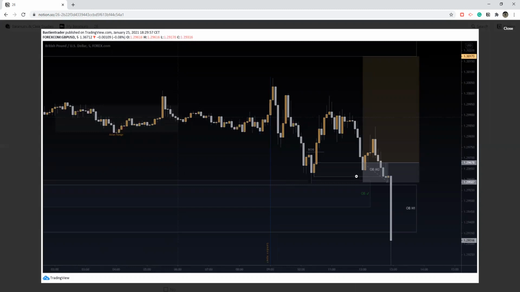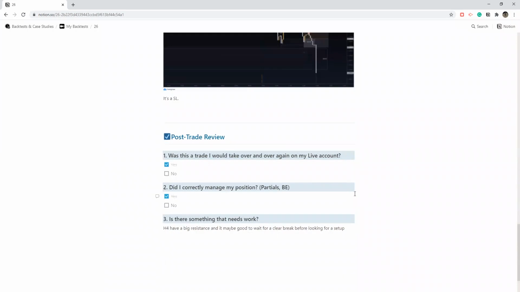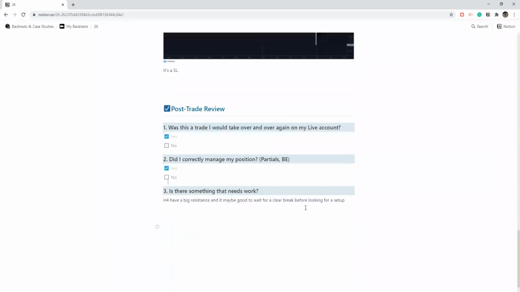Yeah, this is just a loss. It reacted from it, but then it just flushed to the downside. Here, this is definitely news. This candle is a news candle, so possibly there was something upcoming, but you cannot know this if you're backtesting. So yeah, I think actually it was a good setup.